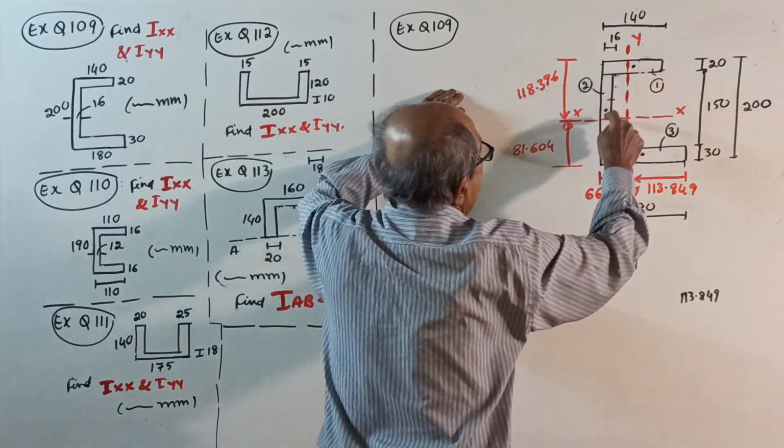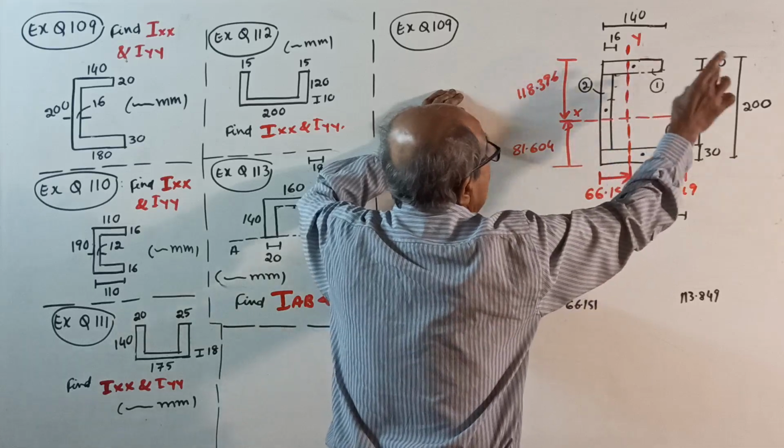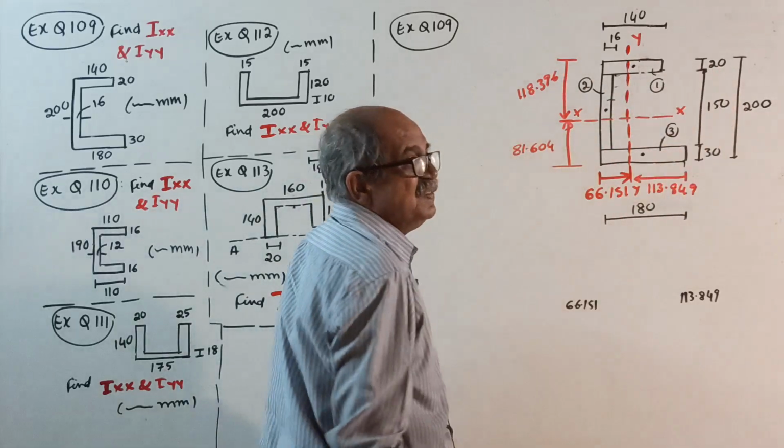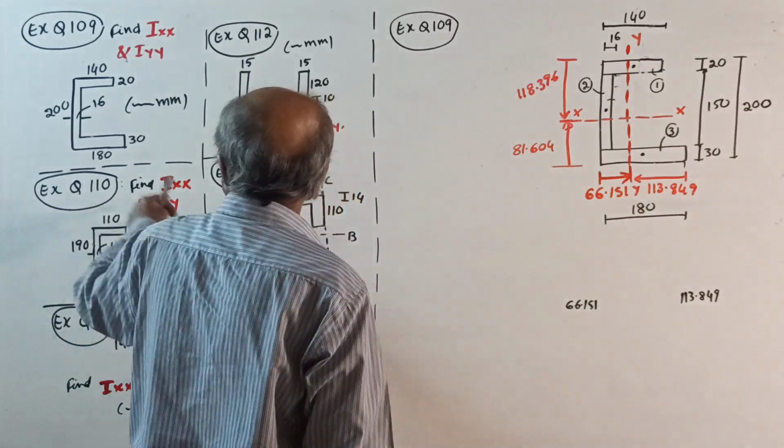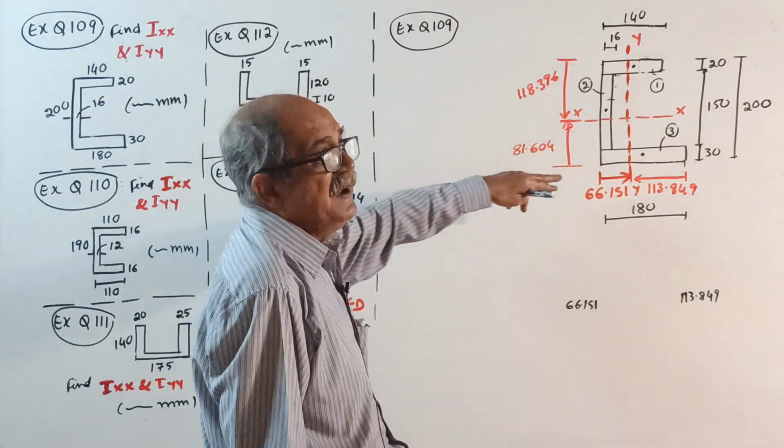Dividing into parts, I have done 1, 2, 3. I won't explain how this 150 came, that is too late now. Seeing the overall dimension, you decide the dimensions.